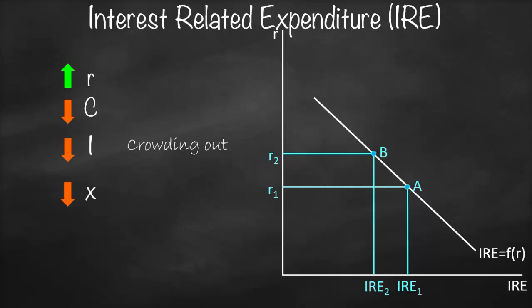We'll move vertically. So it shows that higher real interest rate resulted in lower interest-related expenditure. If real interest rate goes up, our consumption, investment, and exports will drop, and vice versa.